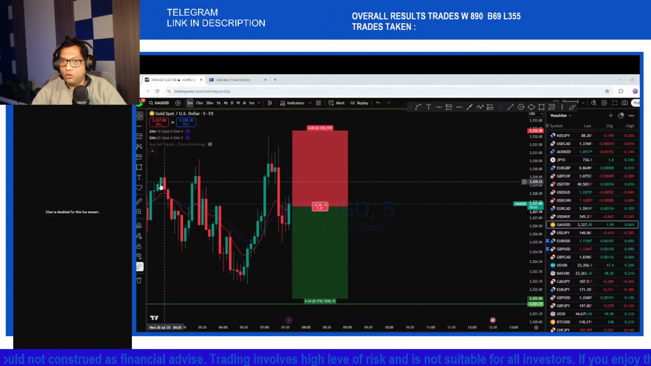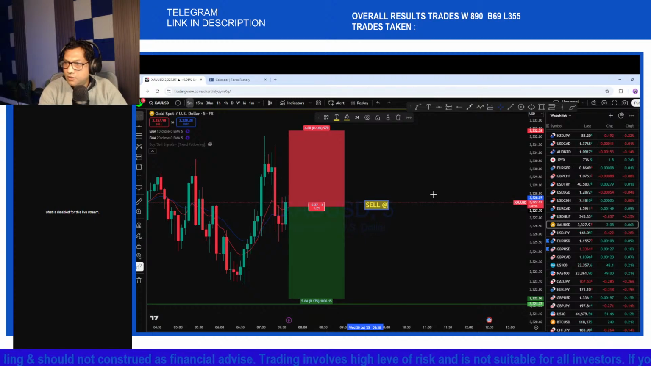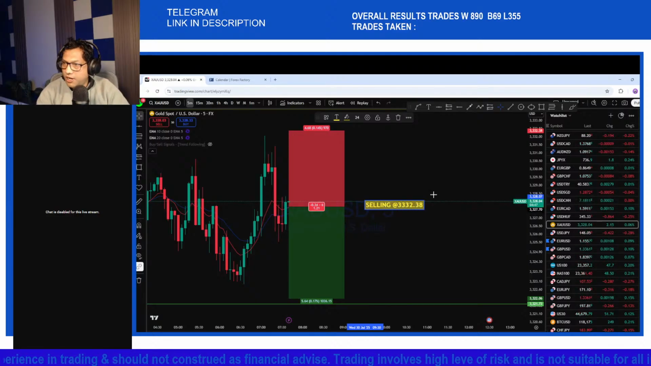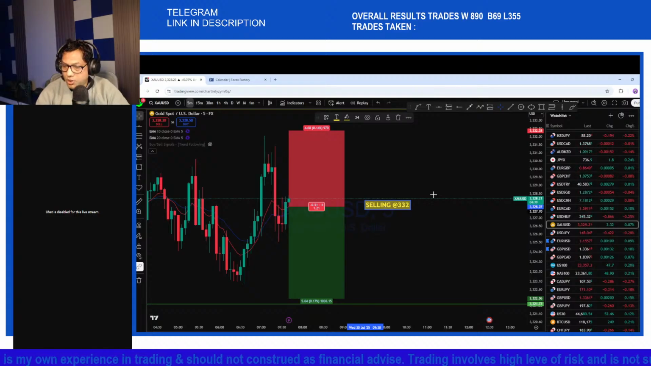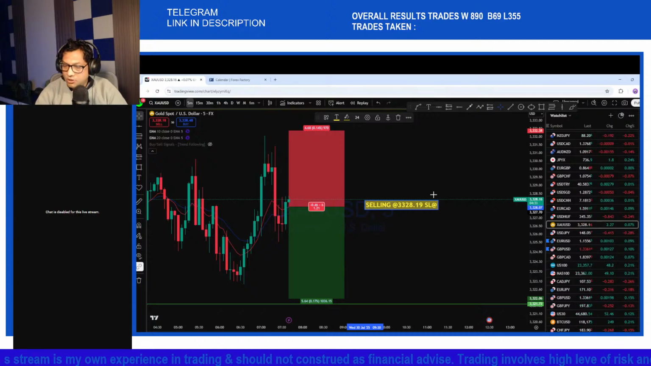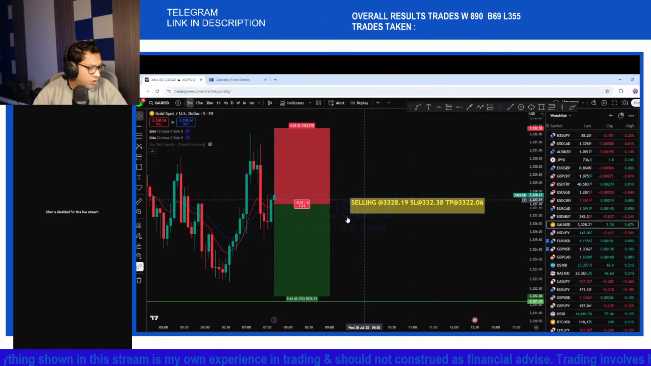So I'm short on gold. I'm selling here on Xauusd. I'm selling at 3328.19, setting stop loss at 3332.38 and TP target at 3322.06. And this is the current setup on Xauusd that I'm opening.